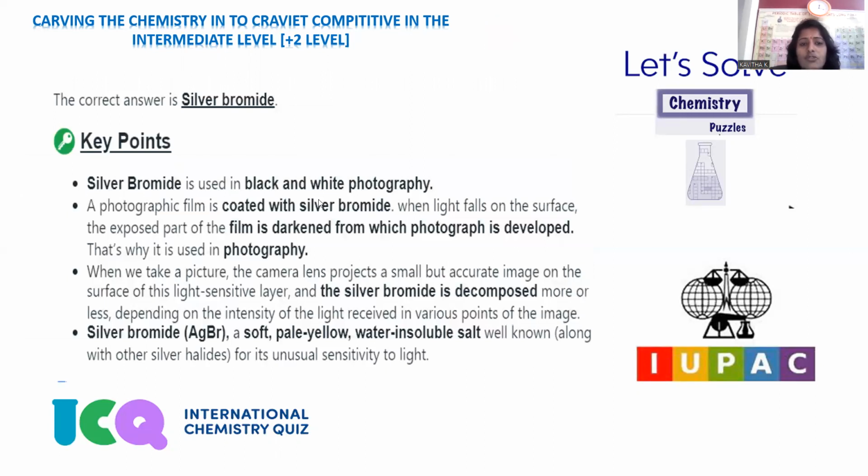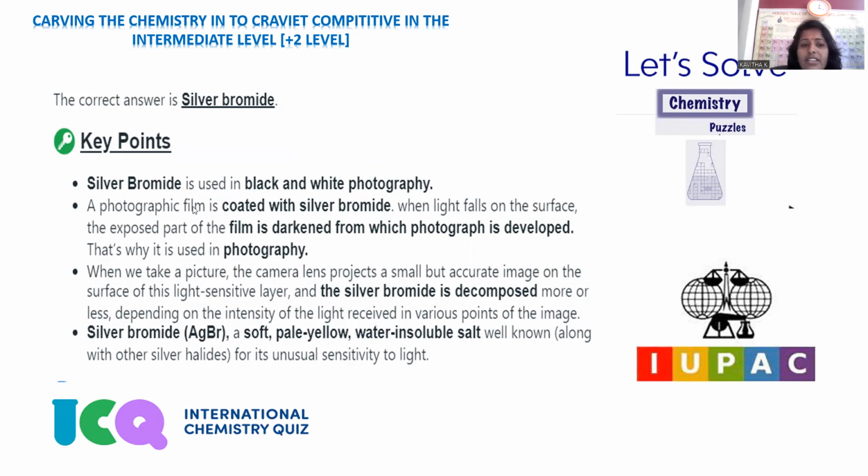Silver bromide is used in black and white photography. Photographic film is coated with the silver bromide. When light is captured on the surface of the silver bromide, that part of the film is darkened, and the photograph will be developed. That's the reason why we can use silver bromide.